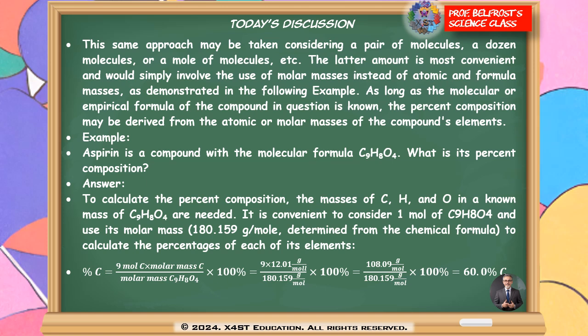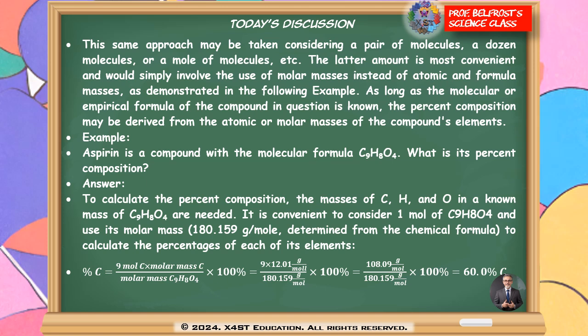Okay, so here's a more focused example. Say that you need an aspirin. Aspirin is a compound with the molecular formula C9H8O4. So what's the percent composition of each element that builds the aspirin?